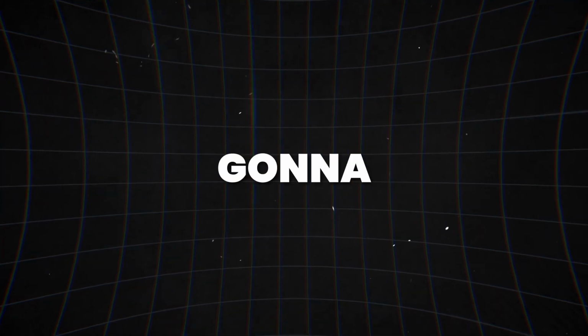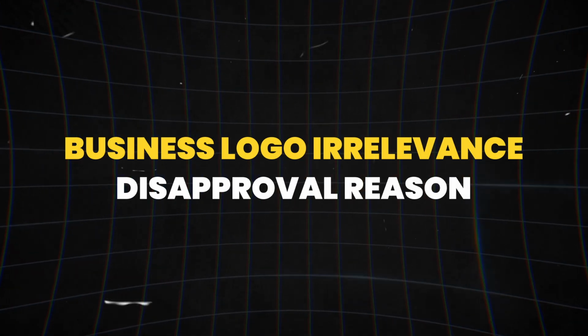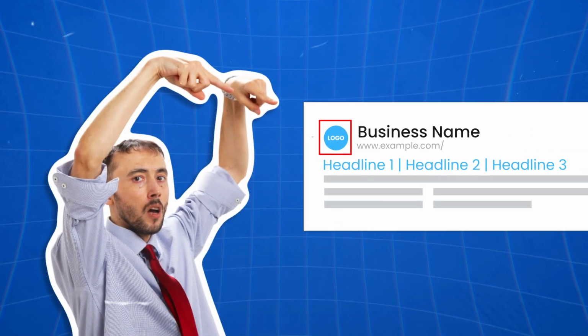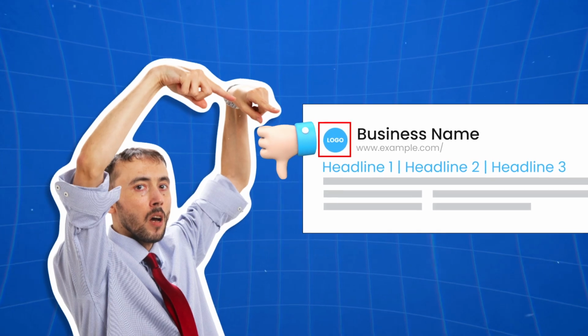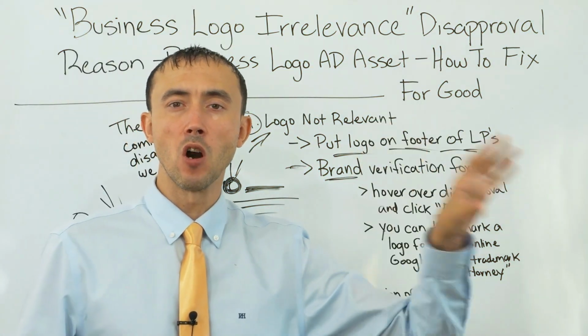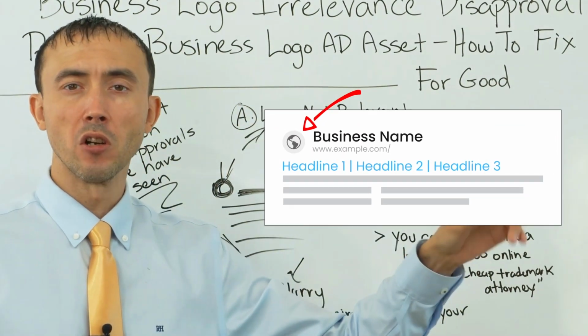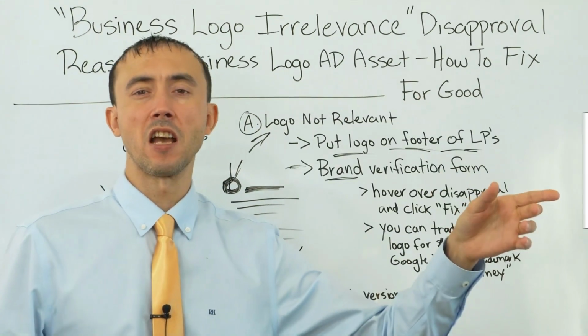Okay, today's video, we're going to talk about the business logo irrelevance disapproval reason on Google Ads, where your business logo ad asset is getting disapproved. That is, the little logo that's on your ads is getting disapproved. You're not able to show a real logo on your Google ad, and instead have that little gray circle with a globe on it, which is technically in white.